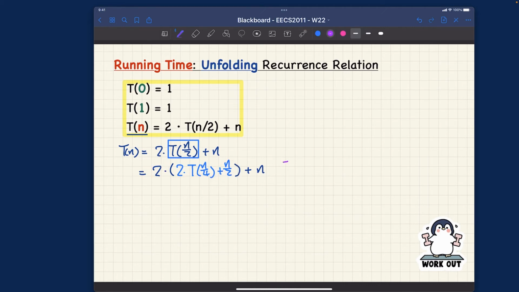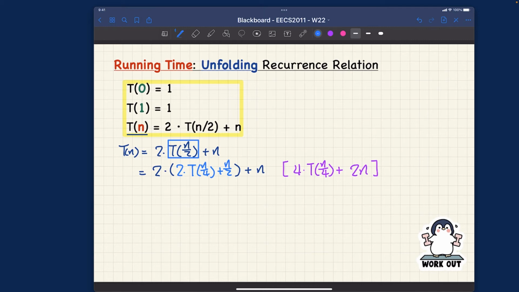This one over here is going to be 4 times t of n over 4 plus 2 times n over 2, which is n plus n, 2n. Right? You can double check the result and convince yourself that's really the case. It will be very valuable to see this intermediate pattern as we go. Let's now move on to the next one.